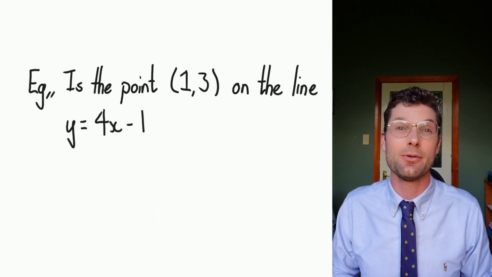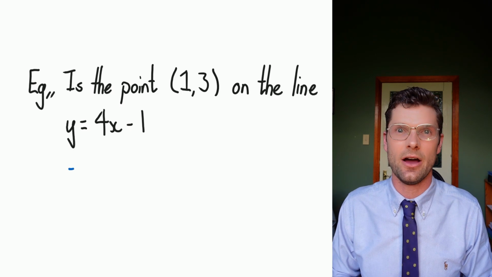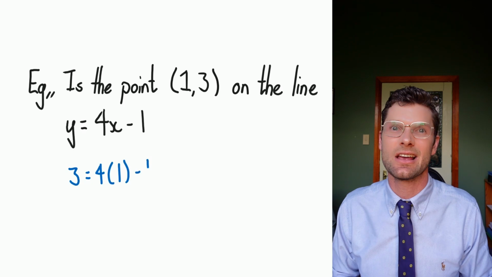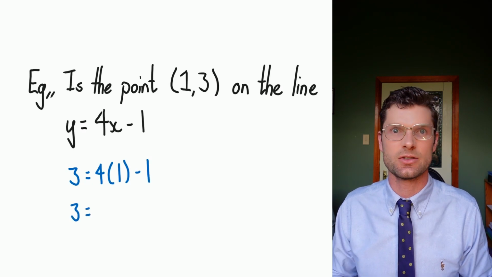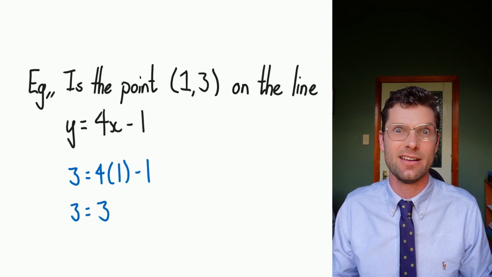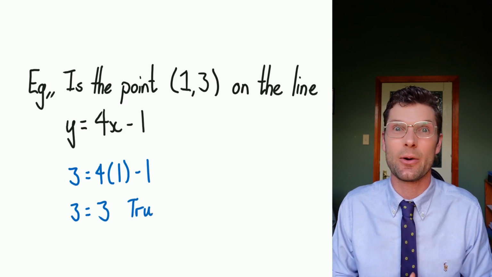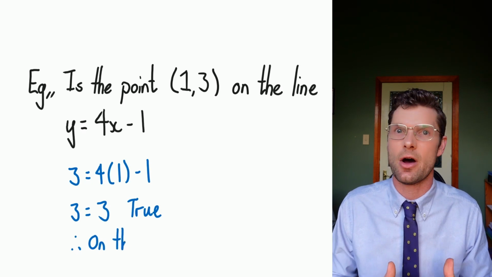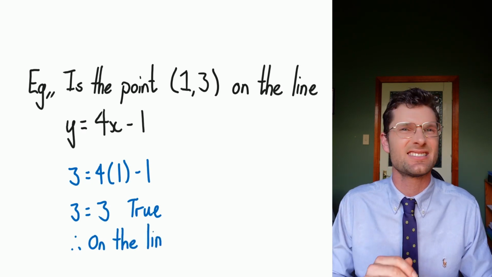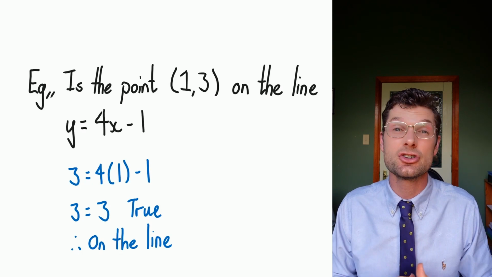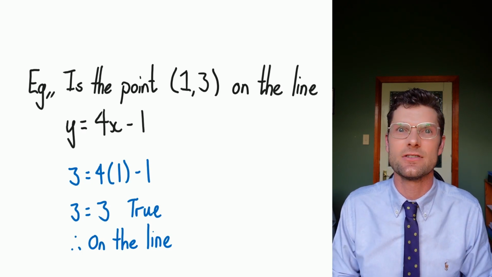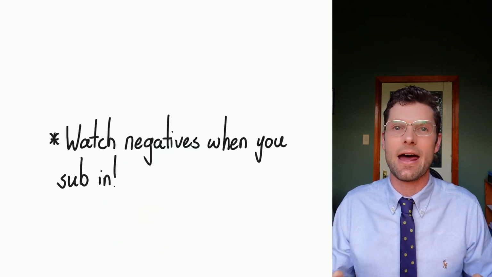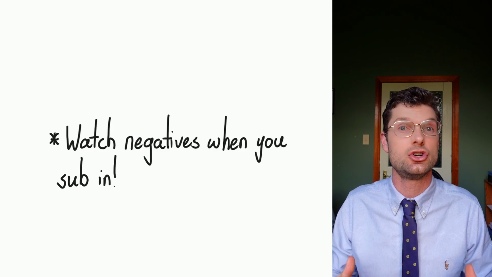Looking at a very similar example, is the point 1, 3 on this line? Now if I sub these two in, I've got y is equal to 3 and x is equal to 1. So 3 is equal to 4 times 1 minus 1. 3 is equal to 3, so that must be true. This point here is on the line. We could probably work that out by being, oh yeah, the y-intercept's at minus 1, it goes up 4 spots, but we don't need to worry about that. As long as you can sub these two numbers in, work out if it's true, we know if it's on the line. The only real thing that you've got to look out for is if there are negatives. So please just make sure you check for these.